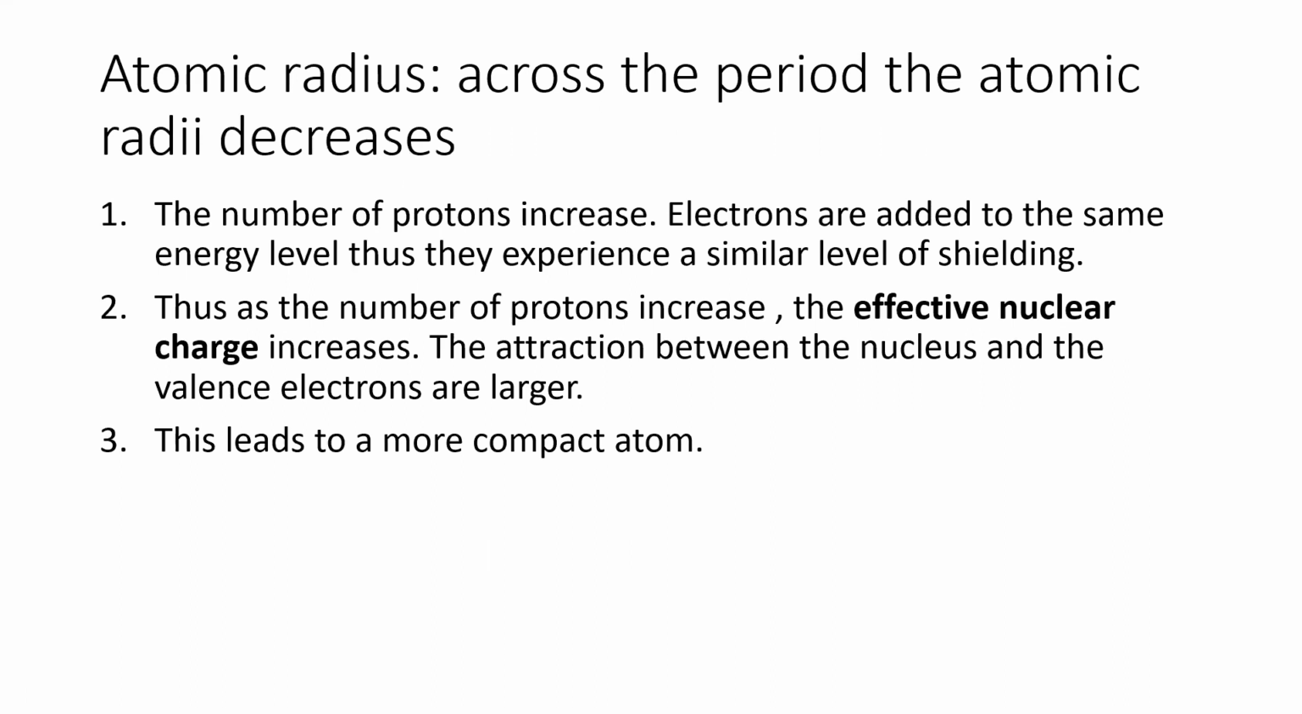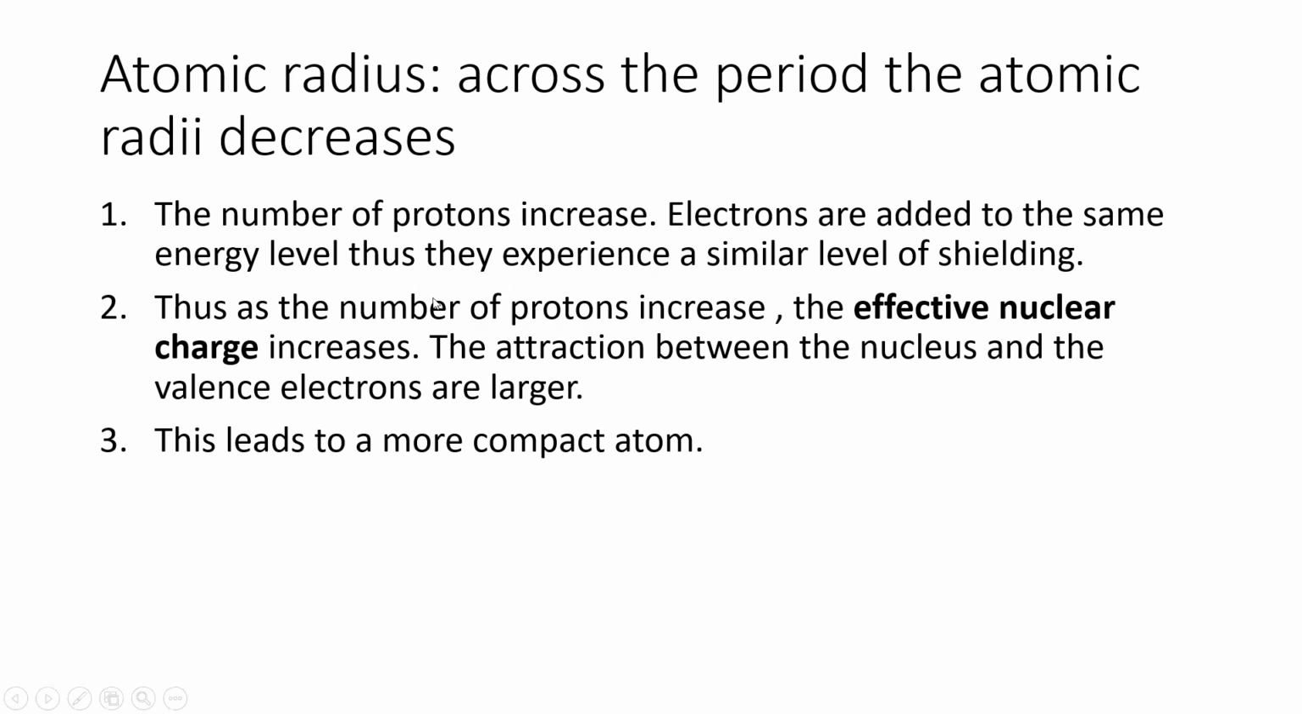Okay, atomic radius, this is pretty straightforward. Across the period, the atomic radii decreases. The reason for this is the number of protons increase across the period. However, the shielding remains the same, so the electrons are added to the same energy level. Thus, they experience a similar level of shielding.